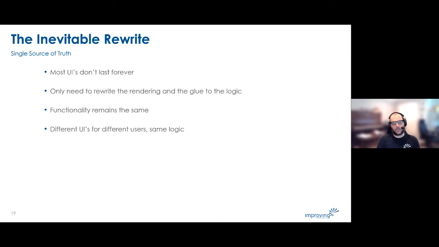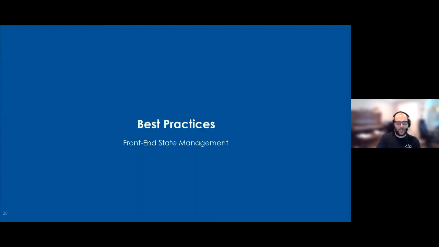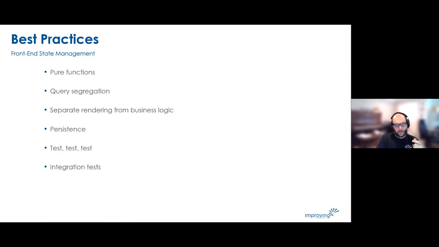You know, a supervisor's view is different than a worker's view, right? Multiple UIs exist even within the same application, but they're still doing the same things. They just have different views, right? Putting all your logic out in a global state lets you do that. So let's talk about some best practices.